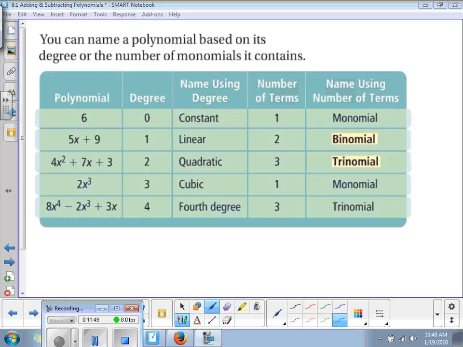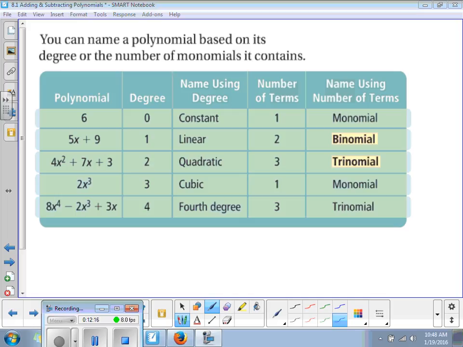All right, so you can name a polynomial based on its degree or the number of monomials it contains. Okay, so a constant, that is a 0 degree. It's called a constant because it never changes, because there are no variables in it, right? So it never changes, it's constant. There's only one term here, so that is a monomial.